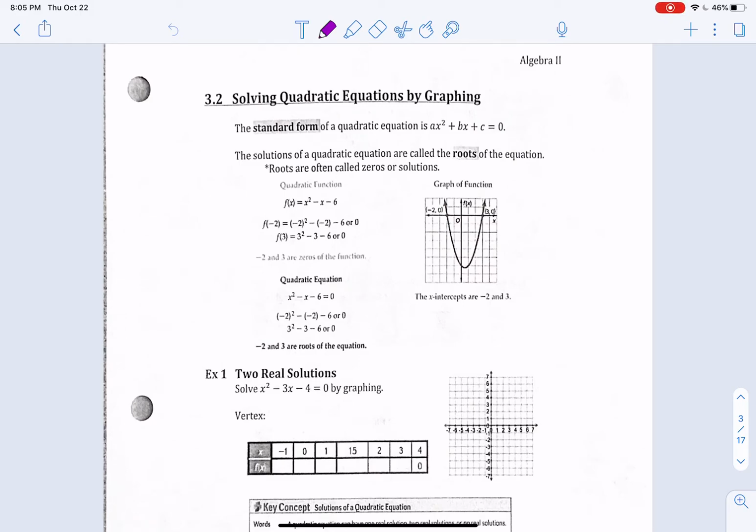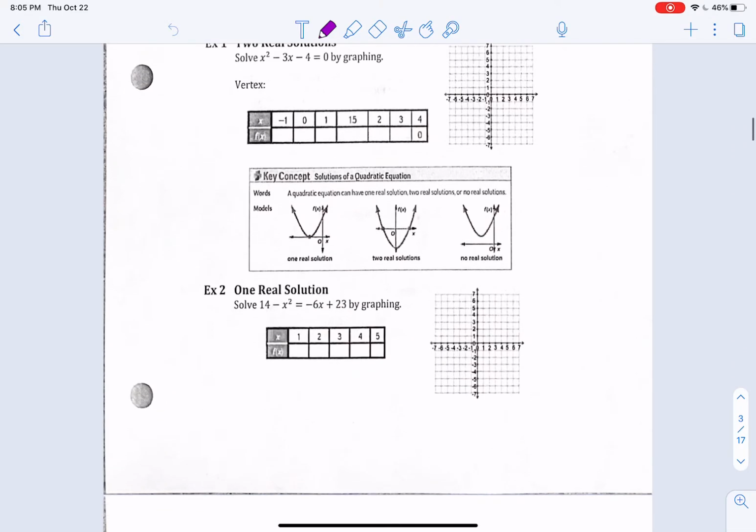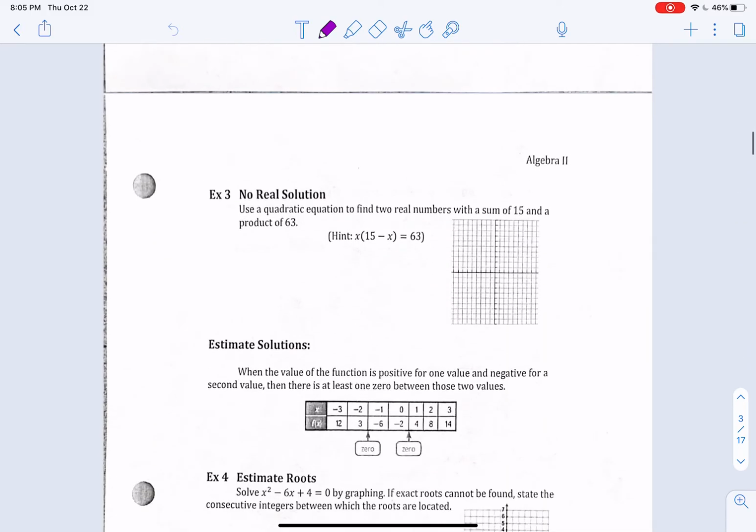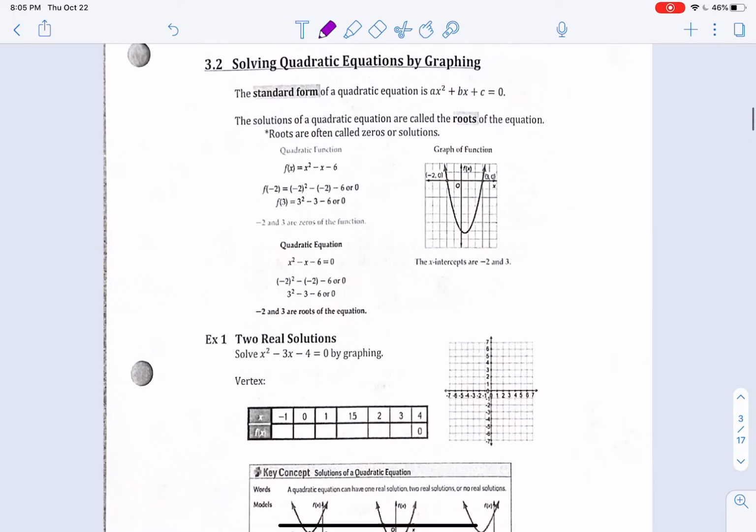Hey, Algebra 2, this is section 3.2. I'm going to get through about half of this today, and then we will talk about the rest of it on Monday, but we'll get maybe through example 3 is kind of where I want to get to. A lot of this is kind of new to you, so that's why I'm going through a little bit slow, and hopefully we're retaining some of this information.